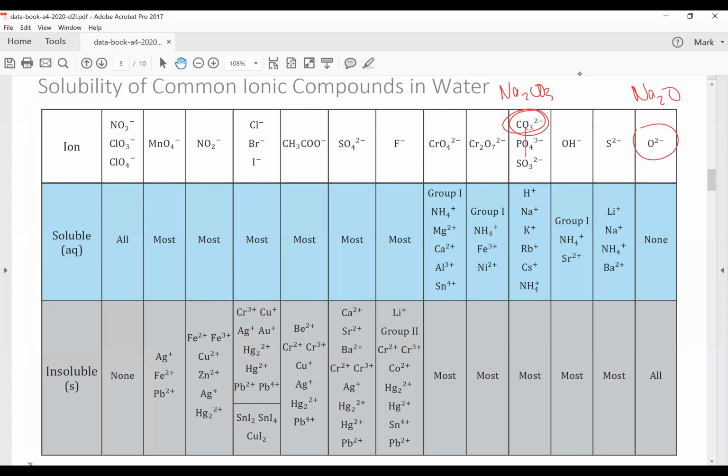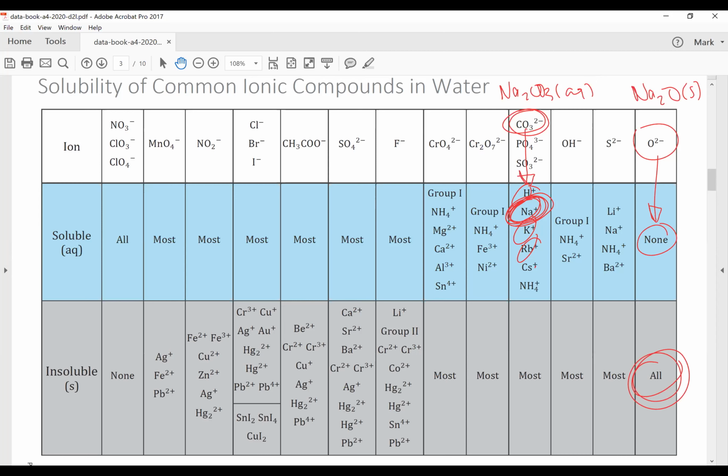For sodium carbonate, go down from your anion, the carbonate, and the soluble chemicals here are hydrogen, sodium, potassium, and so on. We can stop once we've seen sodium. So sodium carbonate would be aqueous. Na2O, sodium oxide, well, if you go down from oxides, none of these are soluble. They are all insoluble. So this would be solid. Okay, cool. So that's it.